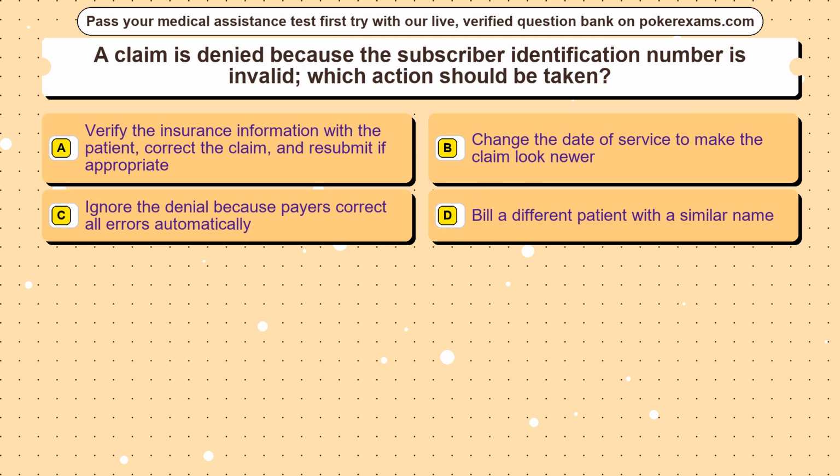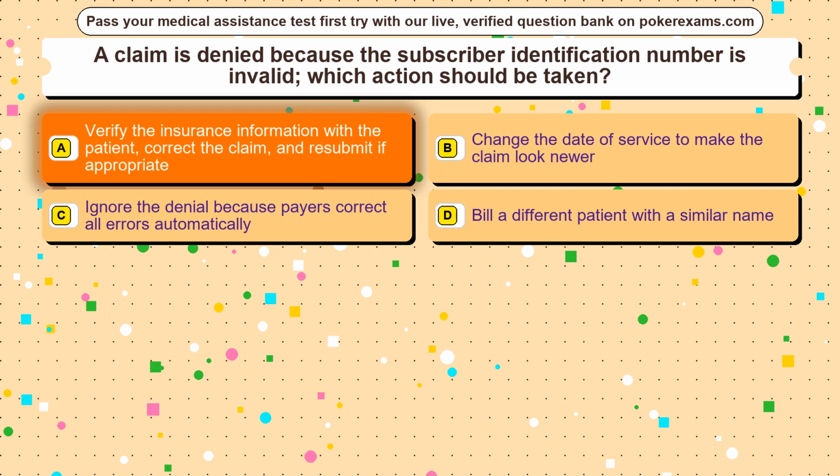Question 71. A claim is denied because the subscriber identification number is invalid. Which action should be taken? Option A. Verify the insurance information with the patient, correct the claim, and resubmit if appropriate. Option B. Change the date of service to make the claim look newer. Option C. Ignore the denial because payers correct all errors automatically. Option D. Bill a different patient with a similar name. The correct answer is option A.